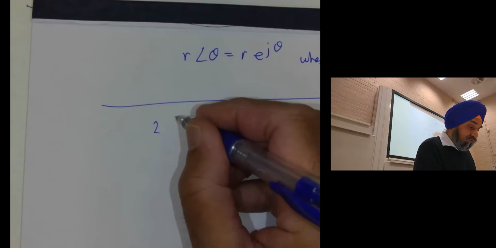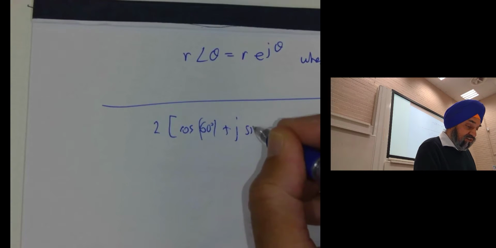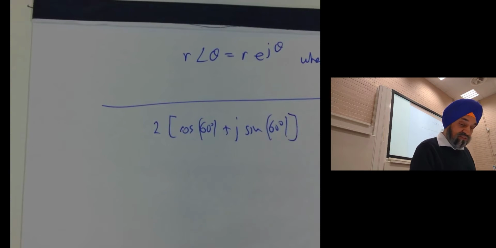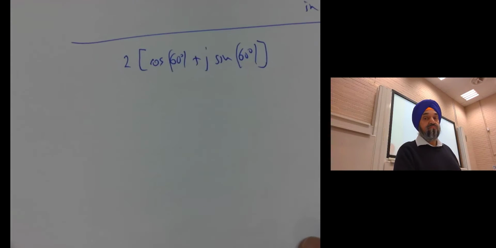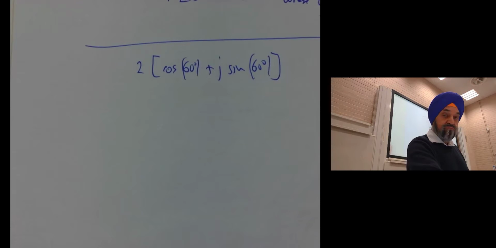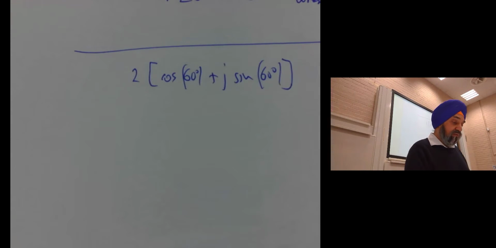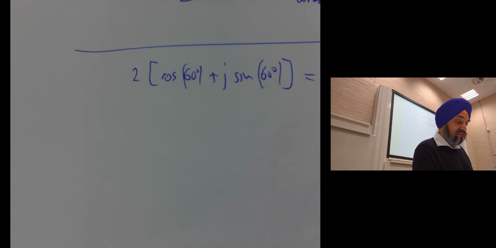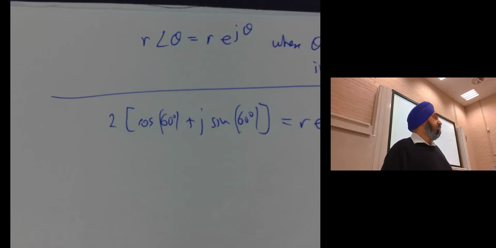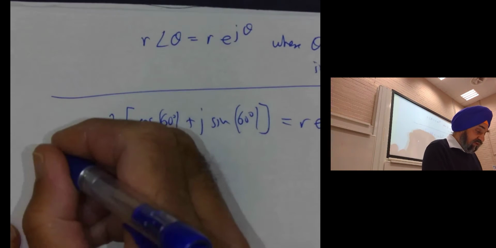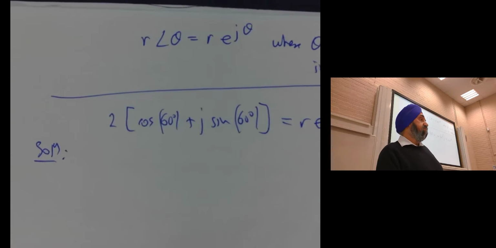Convert 2 cos 60 degrees plus j sine 60 degrees into exponential form. So how do we convert this into exponential form? I want to write this as r e to the j theta. Well, you've got r equaling 2 already. Of course, r is easy. R is 2. What about theta? Is that 60? No, it can't be 60.